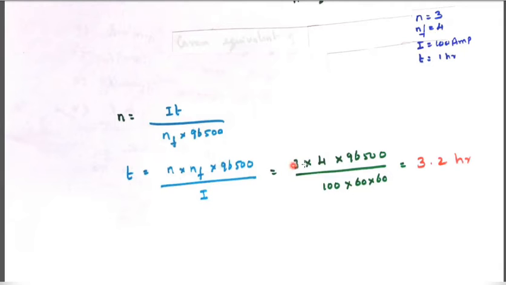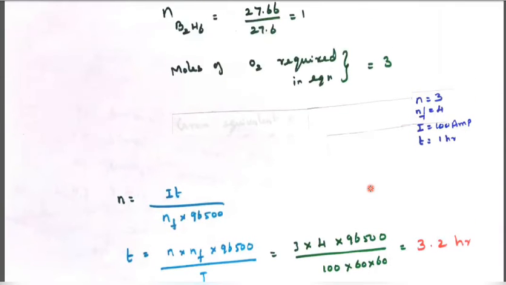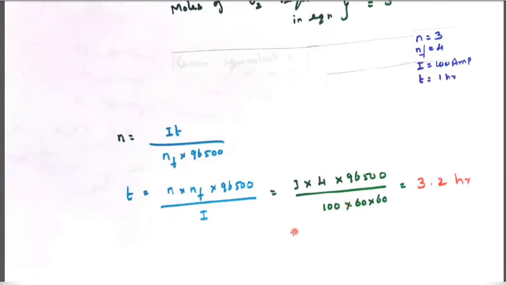So here 3 into 4, where 3 is the number of moles and the n-factor, the number of electrons involved in the reaction, is 4. Multiply by 96,500 coulombs, and divide by the current of 100 ampere. We get the answer in seconds, so converting into hours by dividing by 60 into 60, we get 3.2 hours.